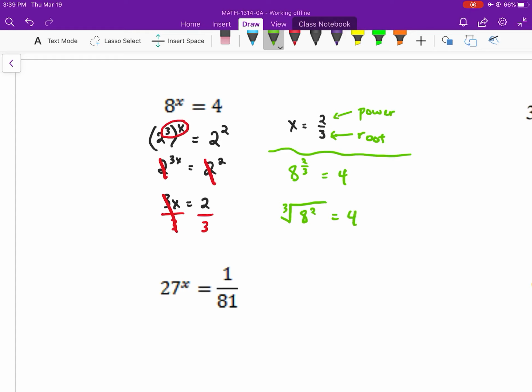Now, 8 squared would be 64. So if I take the cube root of 64, which I could punch in my calculator, I'll notice that 4 equals 4. So this check works, which means my answer must be correct.